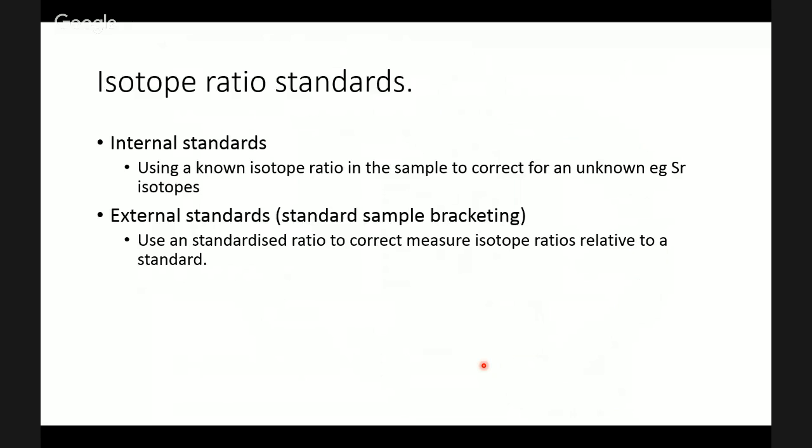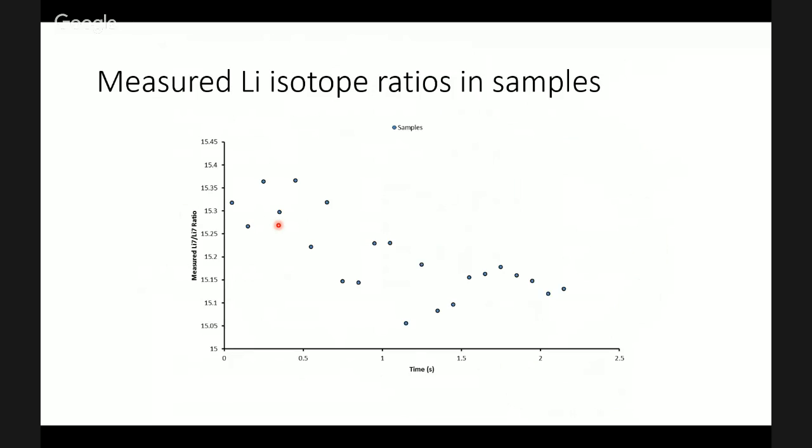So how do we correct for this problem, where the isotope ratio we measure is not the same as the sample isotope ratio? We can use an internal standard, so we can add to our samples an isotope ratio that we actually know, or we can use naturally occurring isotope ratios that we know, and then measure the isotope ratios that vary and correct the isotope fractionation using the known isotope ratio. Or we can use an approach using an external standard, which is sometimes called standard sample bracketing. We'll just go through an example of that.